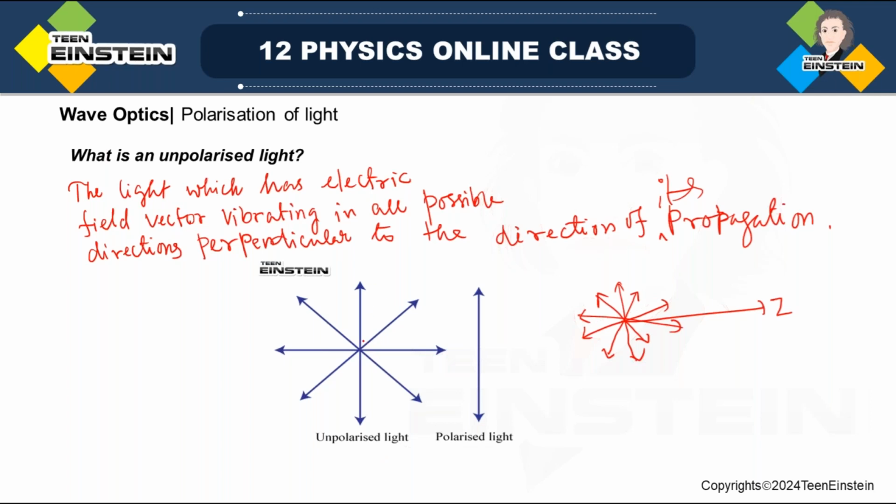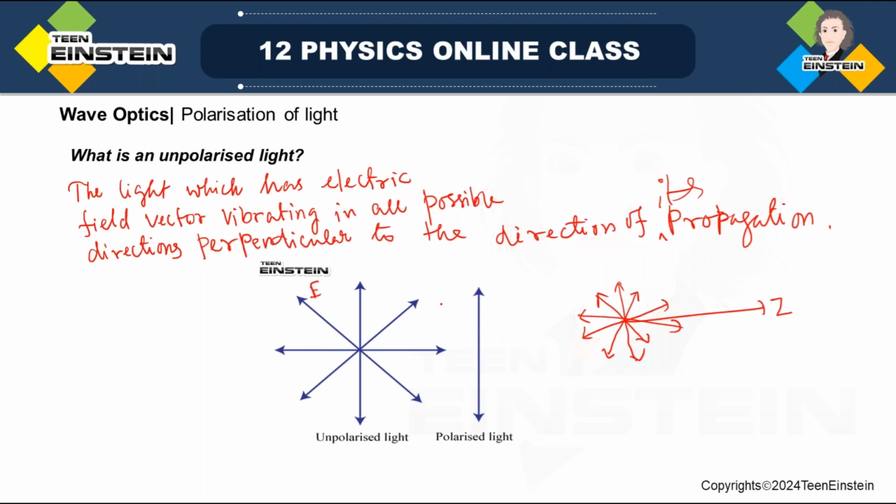It has electric field vector which is oscillating in all directions in a plane. These are actually electric field vectors, which I am showing in all directions. I just want to mean that the light has electric field vector vibrating in all possible directions in a particular plane which is perpendicular to the direction of the propagation of the light. This is actually unpolarized light.